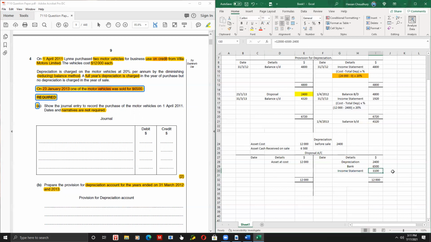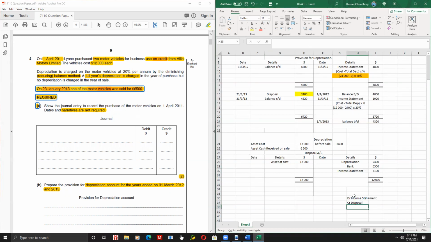Right. So is this a loss or a profit? It's on the credit side, so it's a loss. Remember, credit is always like that in the account. If it's on the credit side, then it's a bad thing. So it's a loss of 3,100. Remember, if you wanted to show this as a journal entry, it would be debit income statement, credit disposal.